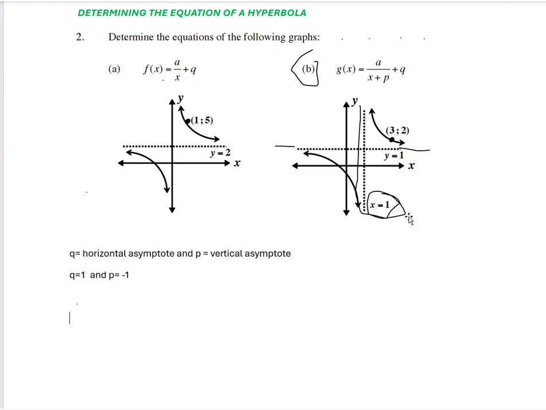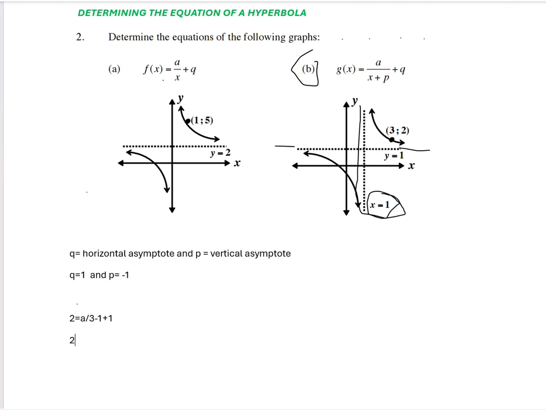So now let's substitute our point and our asymptotes to find the value of A. Our point here is (3, 2), so our y is 2. I'm going to say 2 is equal to A, which we are trying to find, all over x, and x is given as 3. So it will be 3 minus 1, then plus our Q, which is 1. I'm not using the division line, I'm just using a forward slash.